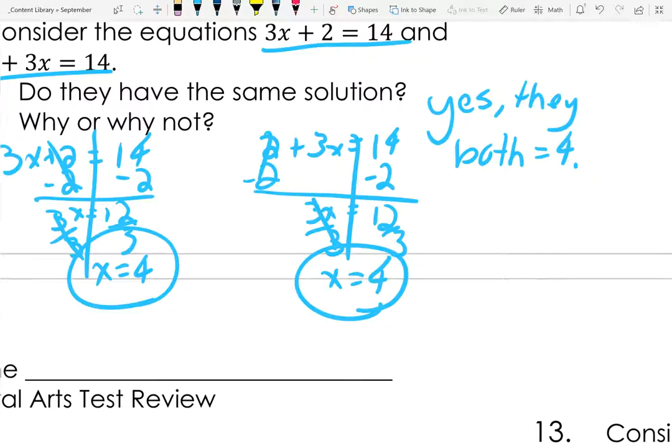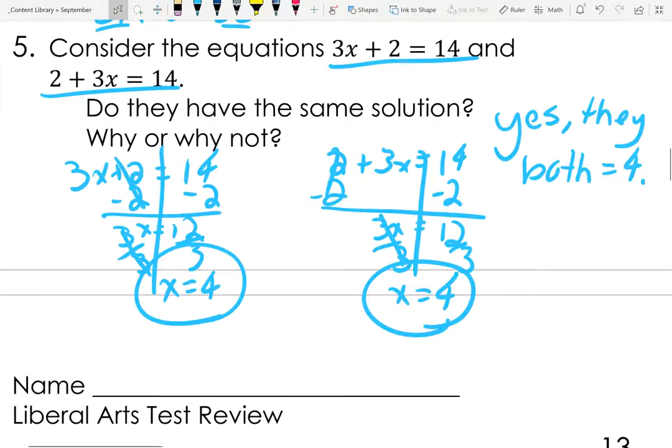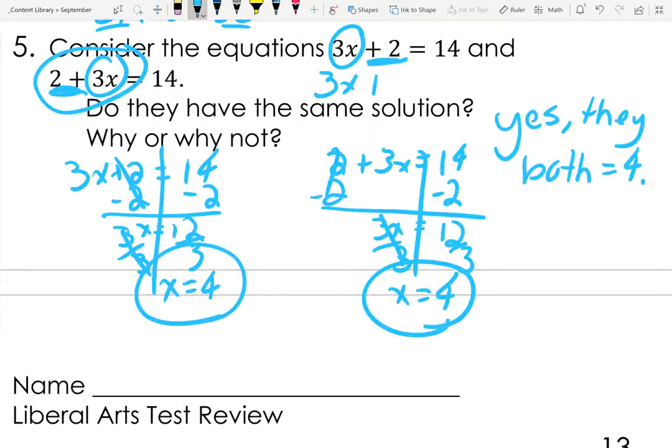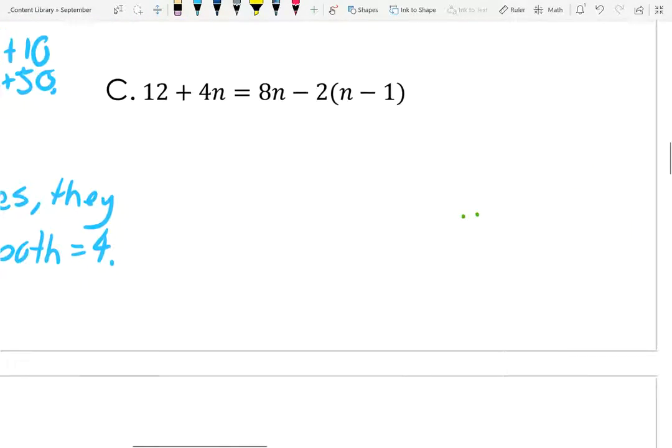Okay. Now, here's how you can tell from the beginning. 3x plus 2 is the exact same thing as 2 plus 3x, because if you're paying attention, that's 3x plus 2, and that's also 3x plus 2. It's just written backwards. So they are literally the same equation. That's exactly the same as the other one. They're exactly the same equation, so of course they'll have exactly the same solution. So that's something else you could say. Without working it out, you can say, yes, they would have the same solution because they're both the exact same equation. 3x plus 2 is the same as 2 plus 3x. And that's what you would type out.